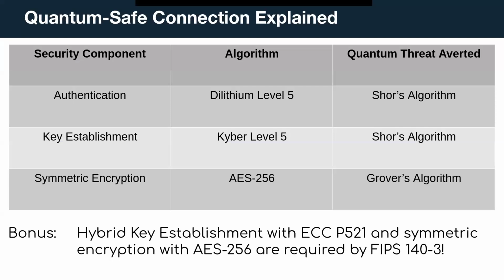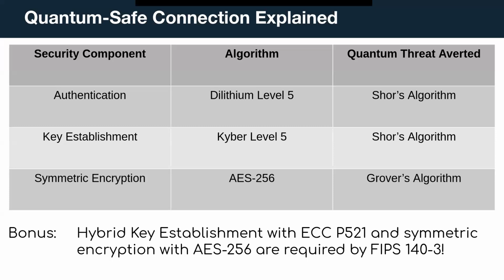All right, so let's look at each security concept and how the quantum threat was averted. For authentication, we used Dilithium level 5, and that is actually mandated by the CNSA 2.0. There's also a level 2 and a level 3, but the CNSA 2.0 mandates level 5. And there we averted Shor's algorithm. For key establishment, we used the Kyber level 5 KEM.